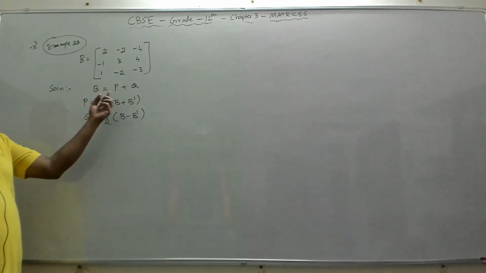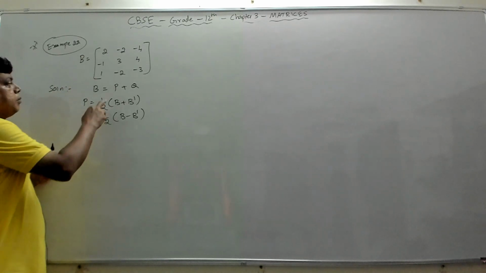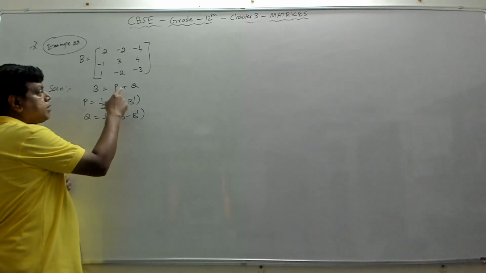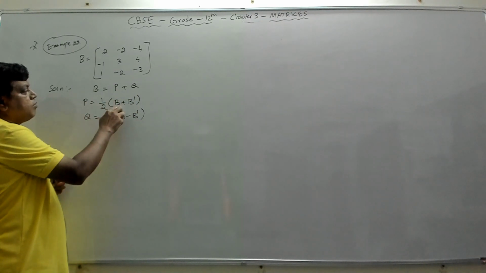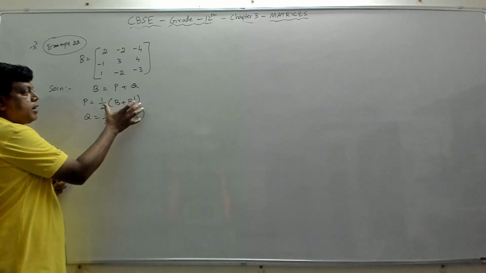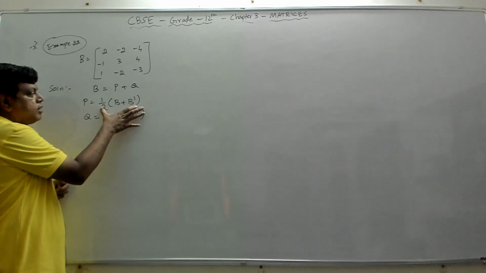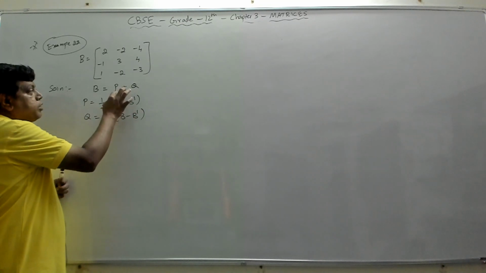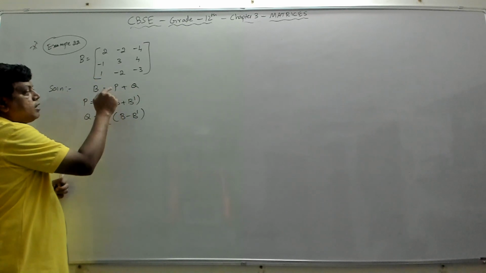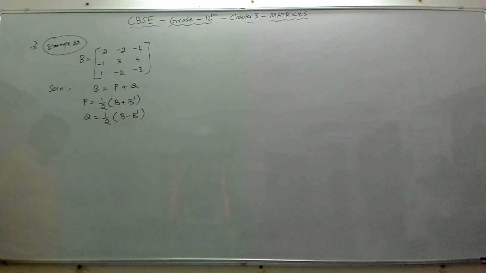And we know this is a symmetric matrix based on the previous theorem, theorem 2. Any matrix can be expressed as a sum of a symmetric plus skew symmetric matrix, and P is half of B plus B transpose and Q is half of B minus B transpose. Obviously P is a symmetric matrix and Q is a skew symmetric matrix. So once you find these and substitute, we have expressed the given matrix B as a sum of a symmetric plus skew symmetric matrix.